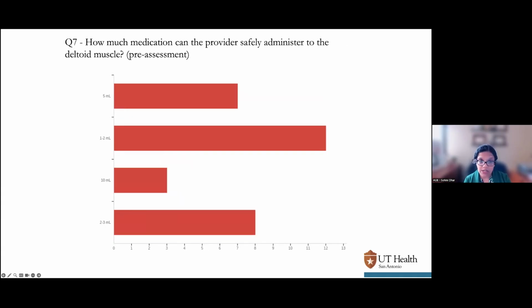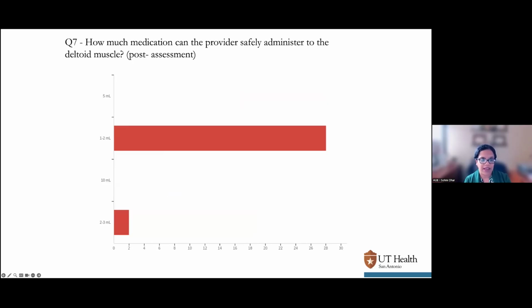The same pattern was seen for questions regarding intramuscular vaccine administration. We can move on to the next slide. Yes, and you can see there was definitely an improvement in knowledge on the amount of medication that can be provided safely to administer to the deltoid muscle.